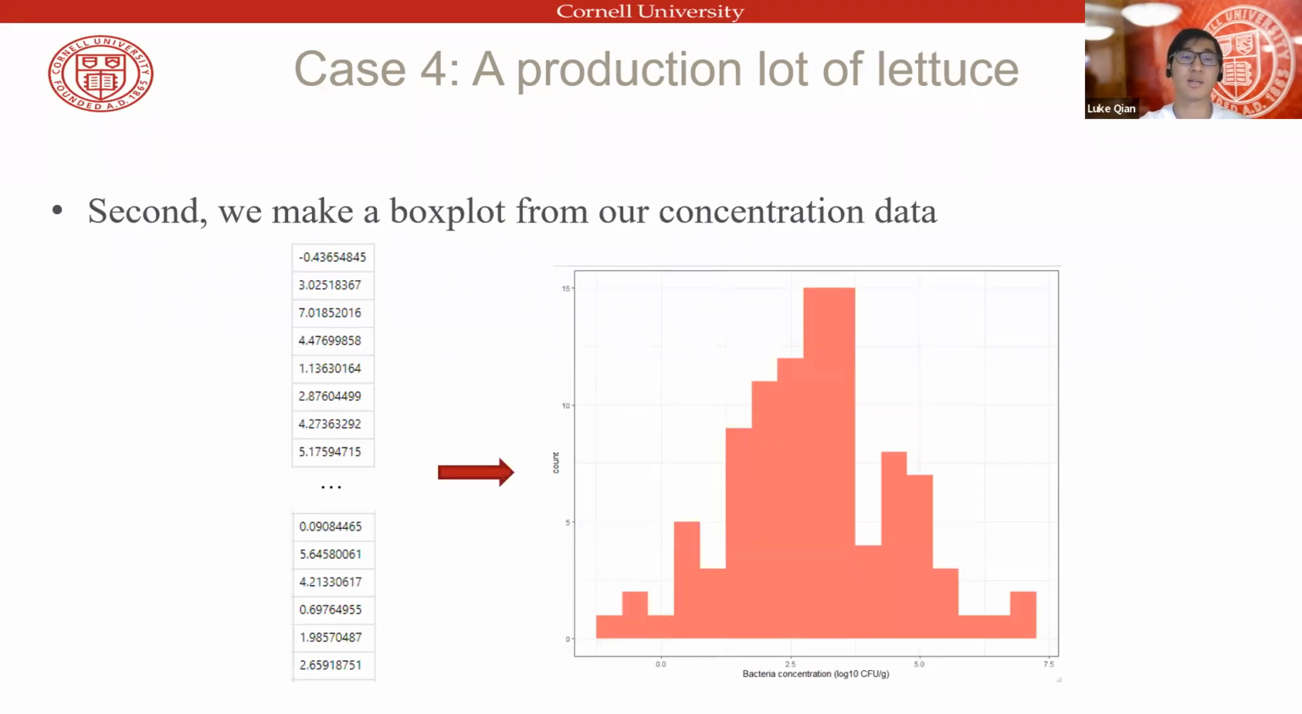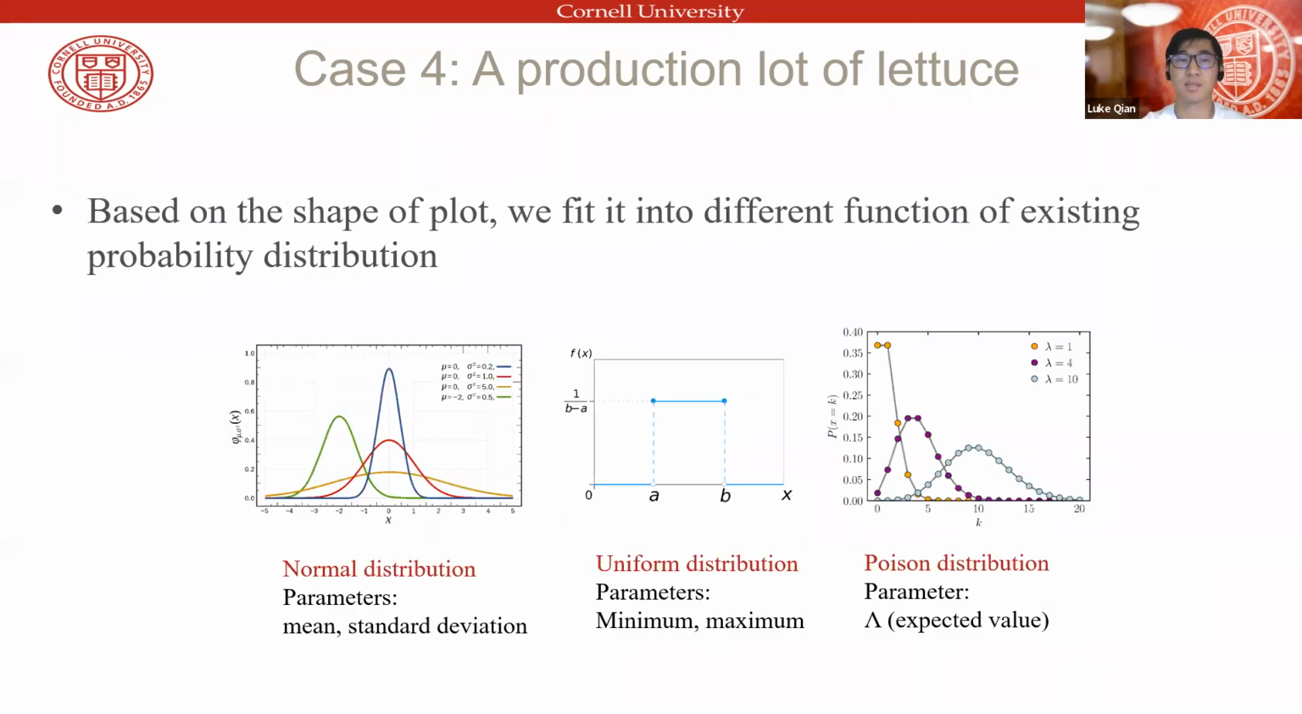We record the concentration of Pseudomonas species on this bag of lettuce and make a box plot from our concentration data. It may look like this. And now we want to find a way to represent this data in a statistical term or statistical distribution. There are different statistical distributions and they all have different shapes. Basically, a statistical distribution can describe a population in a few parameters.